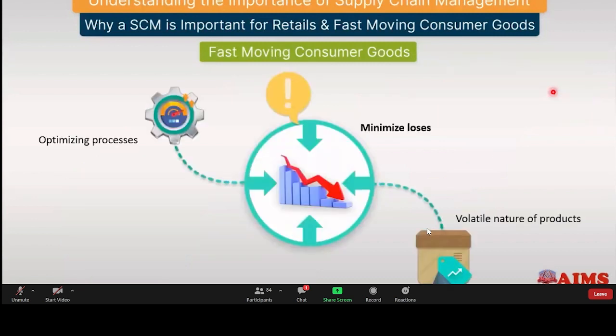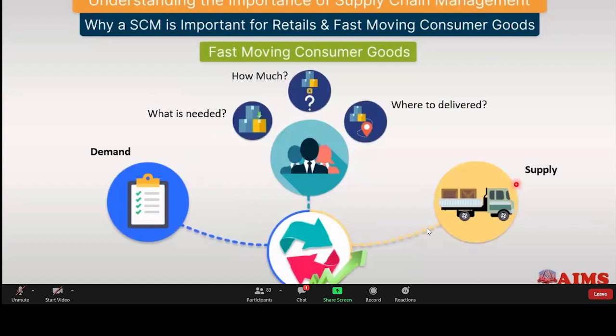And also, we minimize costs or losses because of the optimizations of process and resulting to the control of the nature of product. Since may expiry siya and we need to provide freshly produced goods, kaya okay yung supply chain management system. And then, coordination of the demand and supply is very important.